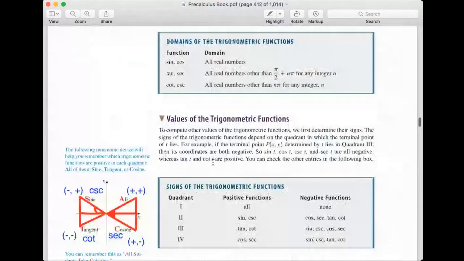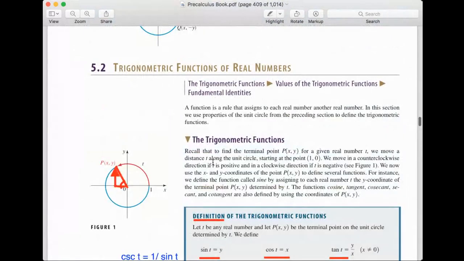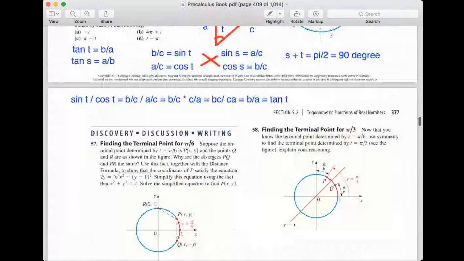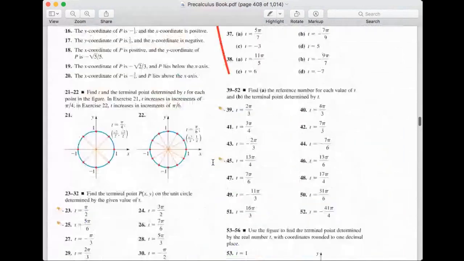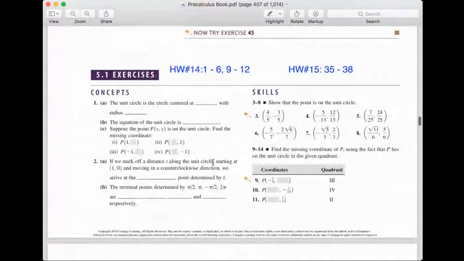Let's go over some important concepts. Then I'll give you some more homework.